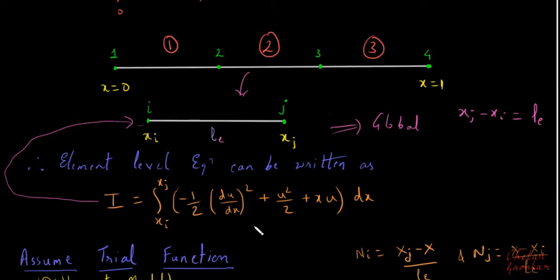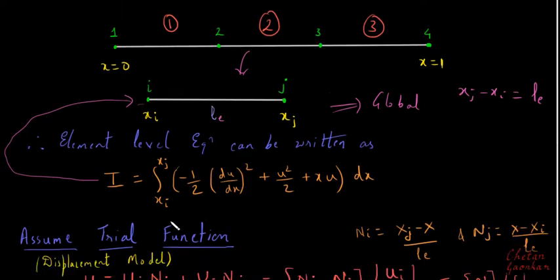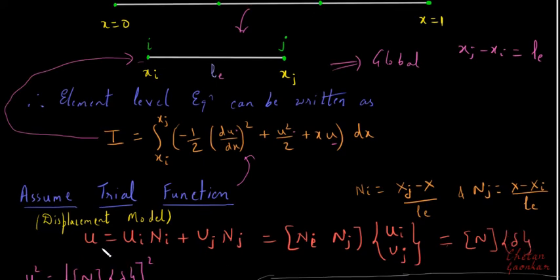Now it is time to substitute or assume a trial function in this equation, that is here, here and here. So I need to assume a trial function, and we know that for a 1D linear element, the displacement model in finite element method is this, which we have seen a number of times. It is u equals ui Ni plus uj Nj, where Ni and Nj are the shape functions, whereas ui and uj are the unknowns at node i and node j.